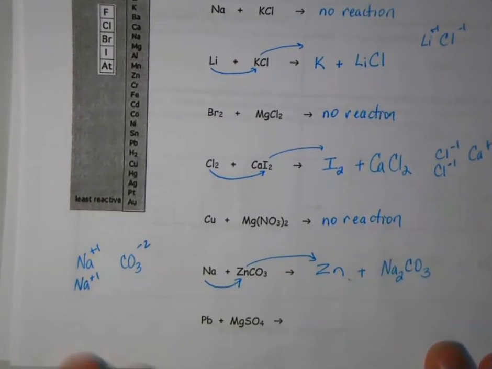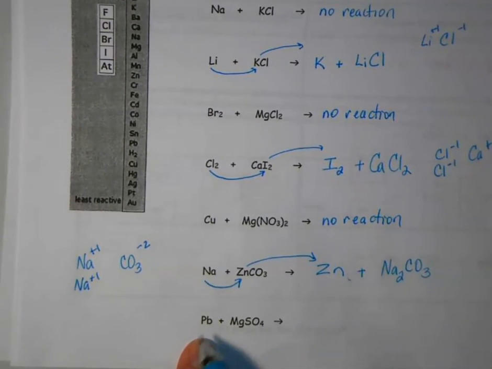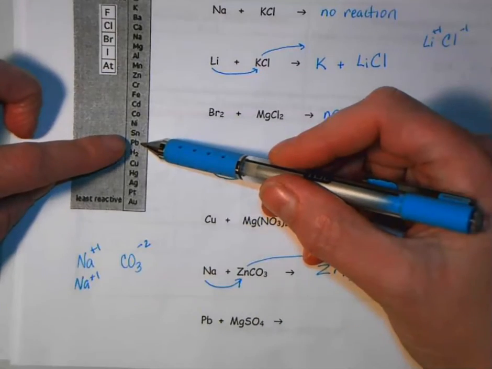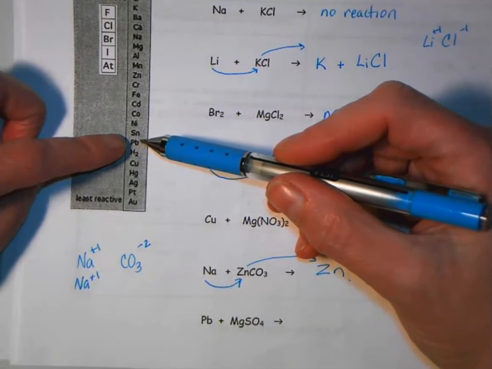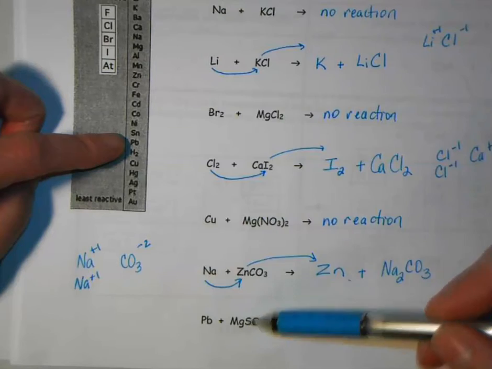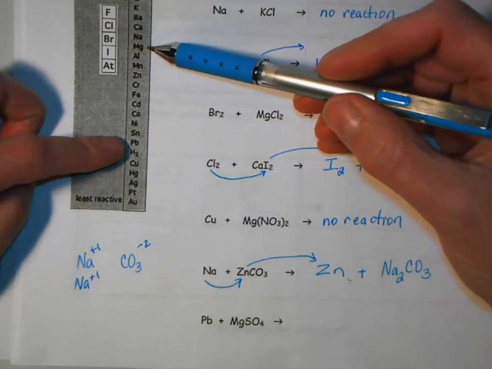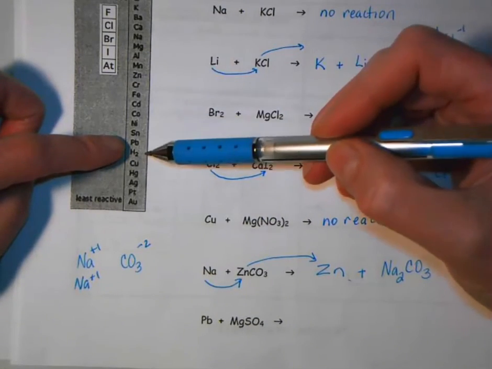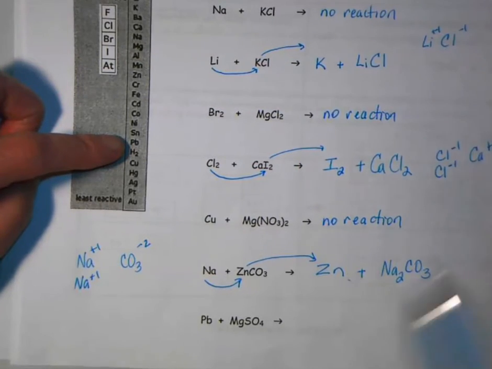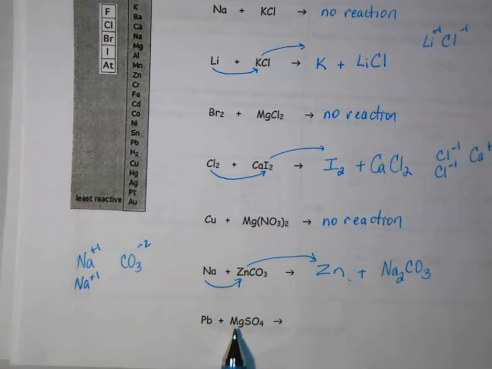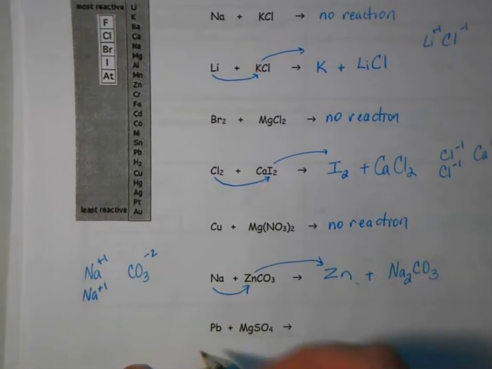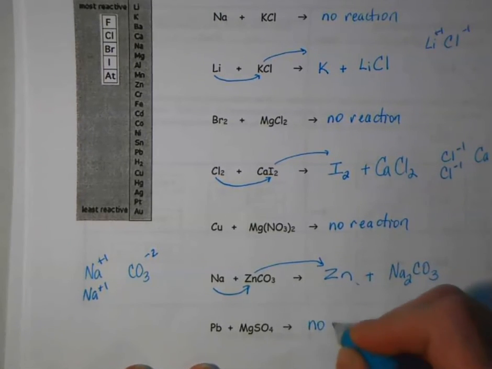And the last one, lead, Pb, is right here, pretty far down on the list, so it's not very active. And lead is competing with Mg, magnesium. So magnesium is much higher on the list, and the higher element on the list gets to be in the compound. So magnesium gets to stay with sulfate. Lead is not strong enough to kick it out, so we're going to write that as no reaction.